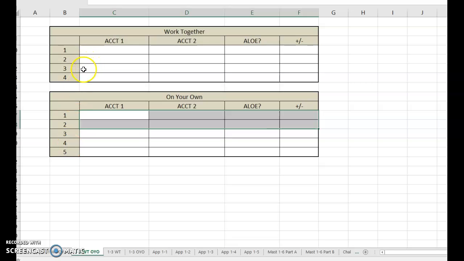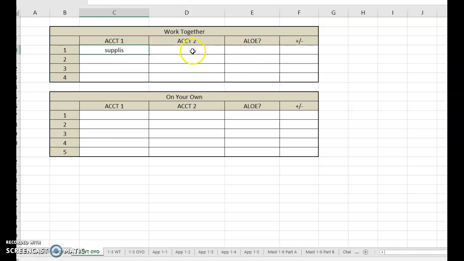So the instructions read, for each transaction, place a plus in the appropriate column if the classification is increased or a minus in the column. We're going to do this a little differently. We're going to actually write the name of the account. So the first one says bought supplies on account. The first account affected would be supplies.